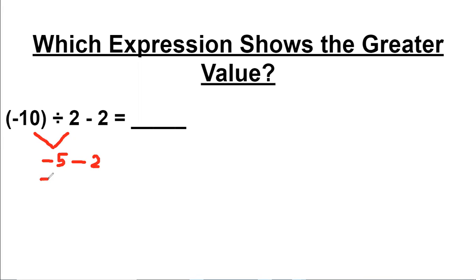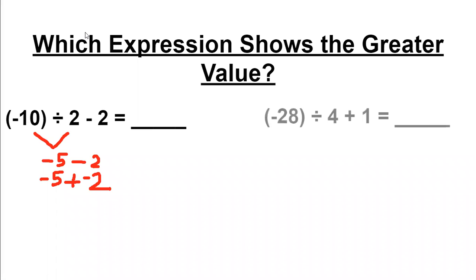-5 minus 2 is the same as -5 plus -2. Change the sign, make the other one opposite. That would be -5 plus -2. Same sign integers, you're going to add them. They're going to take the sign of the number. So it'll be -7. Let's bring that up. There's -7.